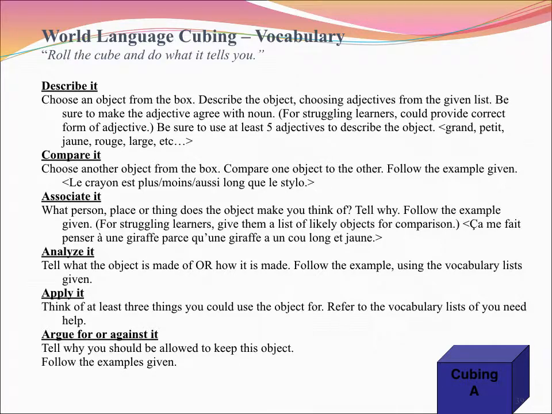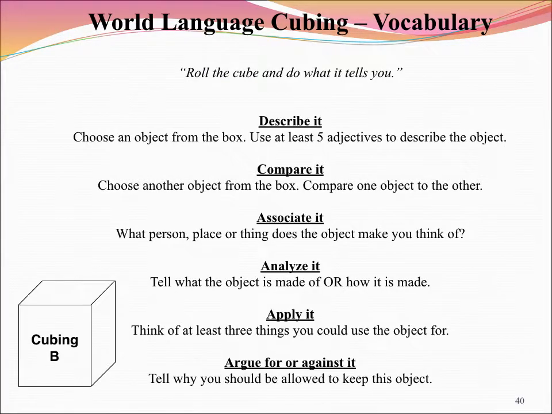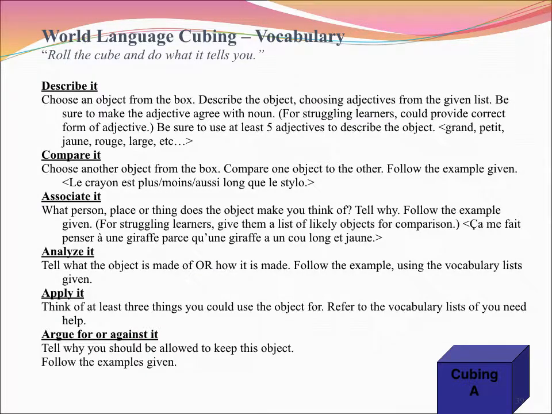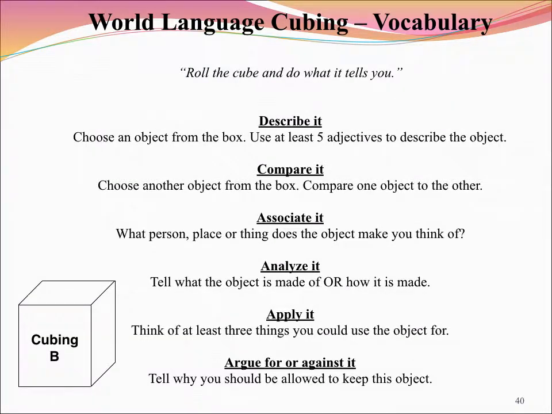It might be given in the same classroom, simply to a different group of students. Now take a look. Describe it, compare it, associate it, analyze it, apply it, argue for and against it. Really the same set of prompts, but notice what's different. Choosing an object from the box, at least 5 adjectives to describe the object. No examples, no guide. Compare it, choose another object from the box, compare one object to the other, but notice we're not given a format to follow or an example.